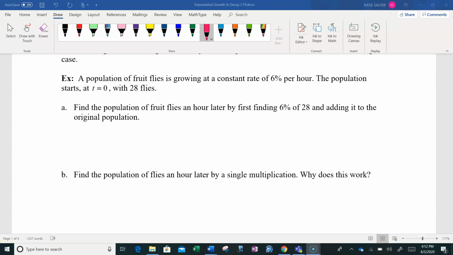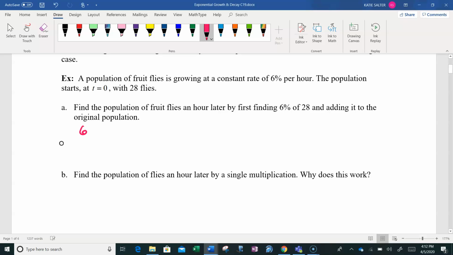A population of fruit flies is growing at a constant rate of 6% per hour. The population starts at t equals 0 hours with 28 flies. Find the population of fruit flies an hour later by first finding 6% of 28 and adding it to its original population. So let's go back to what you learned about percents in middle school.